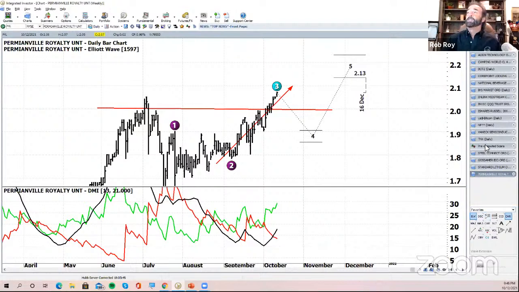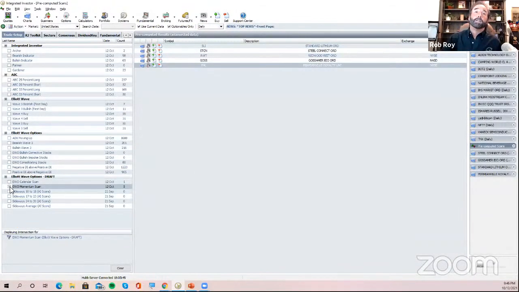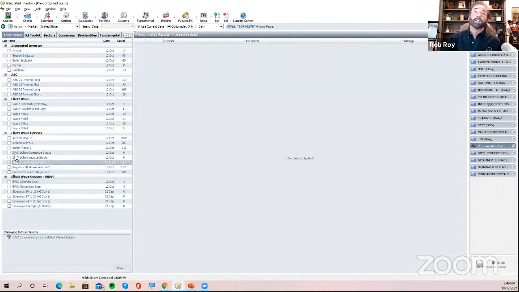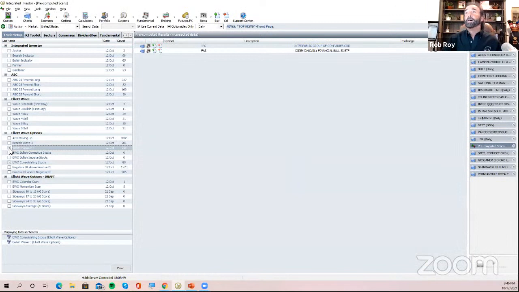So that kind of exhausts any of the momentum stuff. So let's take that off. Let's look at consolidating stocks. Let's see if there's anything in a bullish wave 3. Wow, surprise, I didn't think there would be. The financial 3 times ETF.